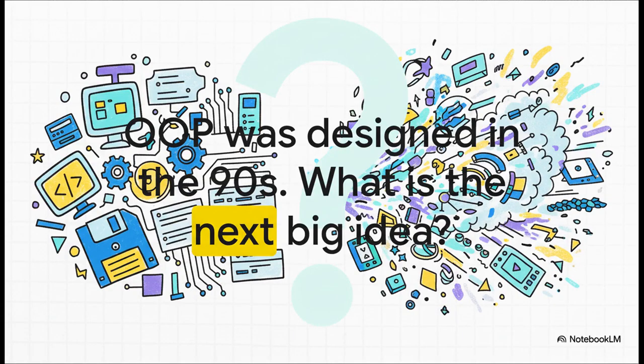So this incredible world of objects that we've been walking through, it's what gave us the incredibly complex software we all depend on today. But here's a thought. This was an idea that was born back in the 90s. That's over 30 years ago. It really makes you wonder, right? As our digital world gets even more complicated, what's going to be the next big idea? What's the next revolution that's going to change everything all over again?